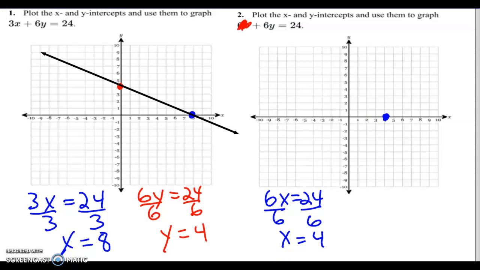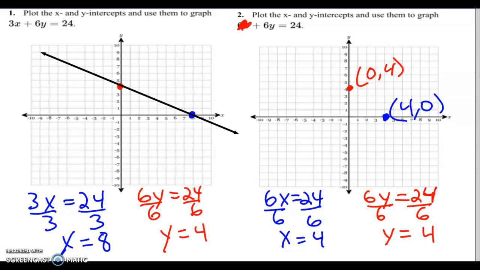Now I'm going to cover up the 6x. Bring down 6y is equal to 24. Divide by 6, and y is equal to 4. I plot that on the y-axis. And then I connect those two points together. I have (0, 4) and (4, 0). And draw my line.